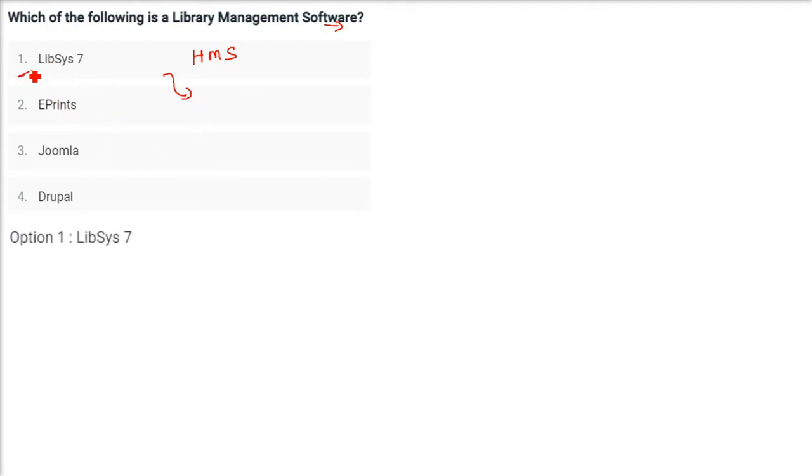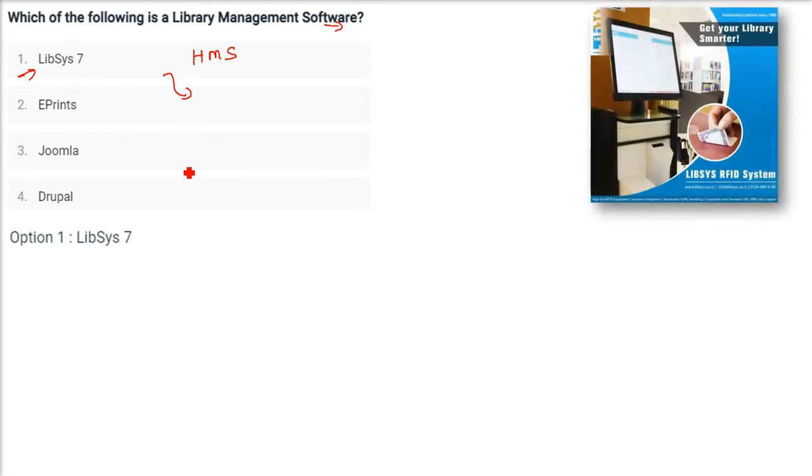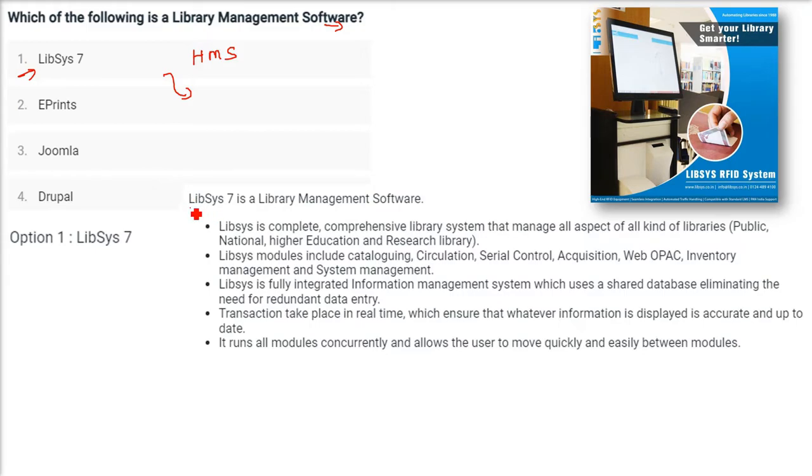LibSys 7 is the version. So LibSys is actually a library management software. Why is it important? Because it is a complete, comprehensive library system, and it manages all aspects and all kinds of libraries. It can be a public library, national library, higher education, or research library.